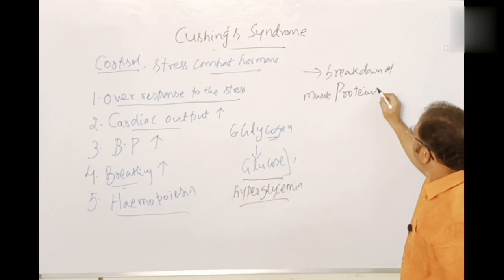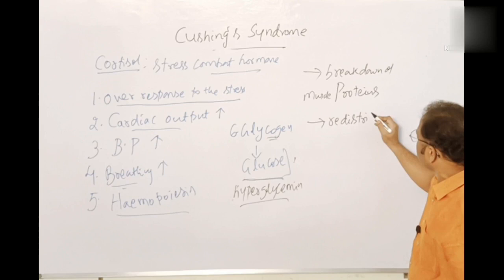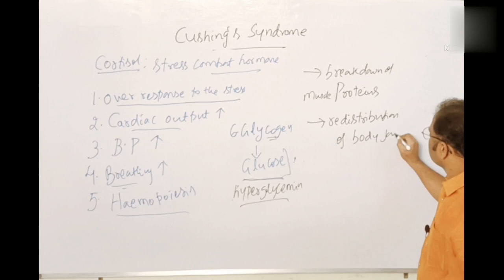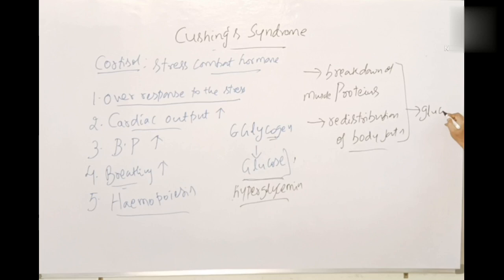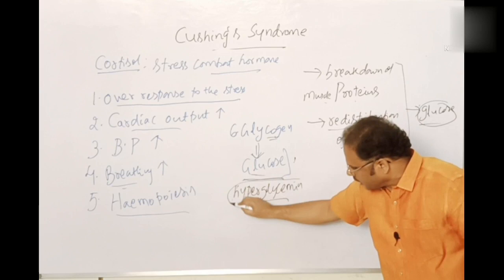Next one is redistribution of body fats, in order to convert them into which one? Glucose again. Because anyway, there should be elevated levels of glucose in the blood, for which the glycogen molecules are broken down into glucose, and also muscle proteins are broken down into glucose, and body fats are redistributed so that glucose molecules are formed, so that there are elevated levels of glucose in the blood, and the medical condition is called hyperglycemia. So that more glucose is supplied here.